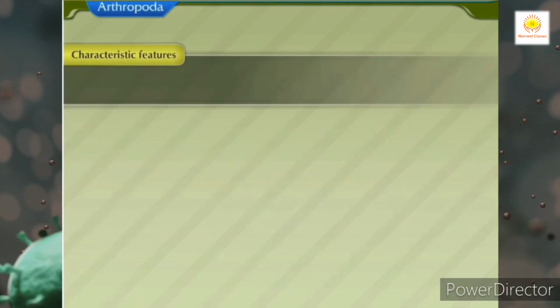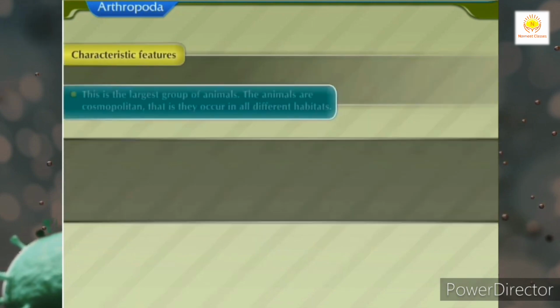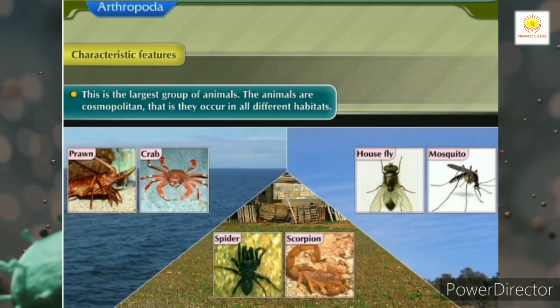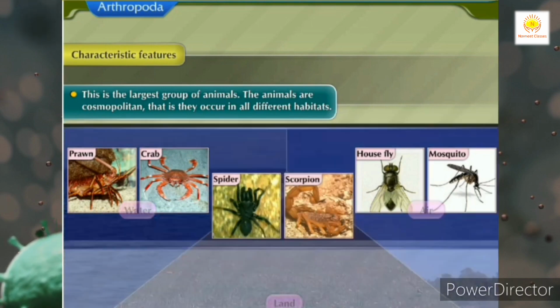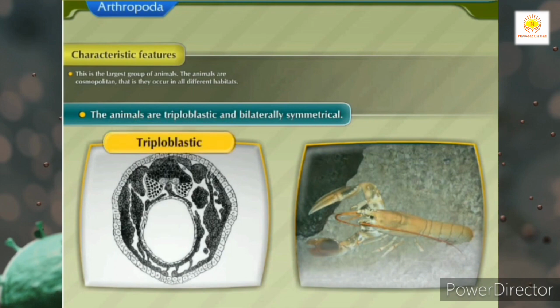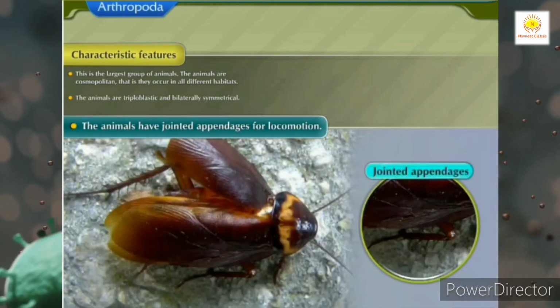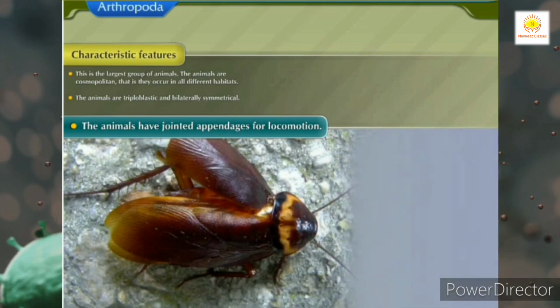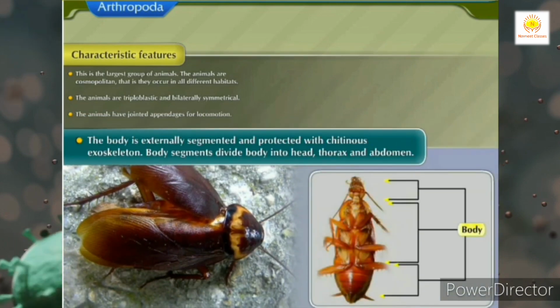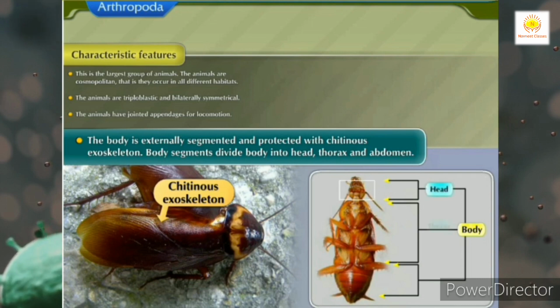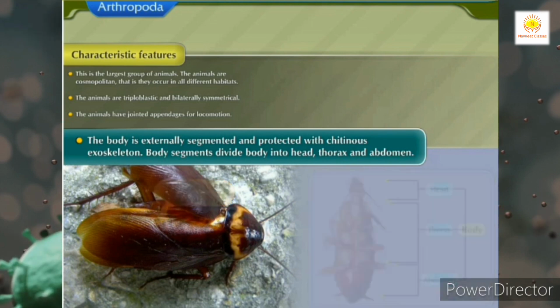The characteristic features of this phylum are: this is the largest group of animals. The animals are cosmopolitan, that is, they occur in all different habitats. The animals are triploblastic and bilaterally symmetrical. The animals have jointed appendages for locomotion. The body is externally segmented and protected with chitinous exoskeleton. Body segments divide the body into head, thorax, and abdomen.